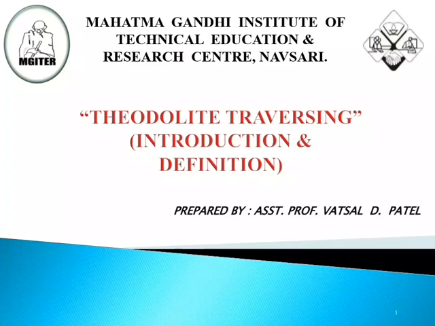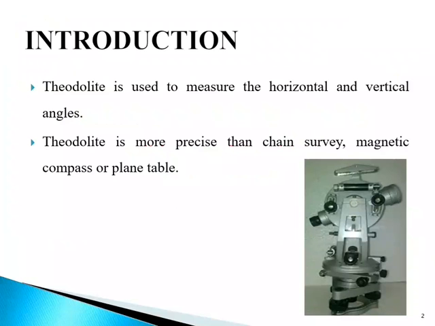Today we are going to discuss theodolite traversing. So our today's topic is introduction and definition. So first of all, what is a theodolite? A theodolite is used to measure horizontal and vertical angles. A theodolite is more precise than chain survey, magnetic compass or plane table.